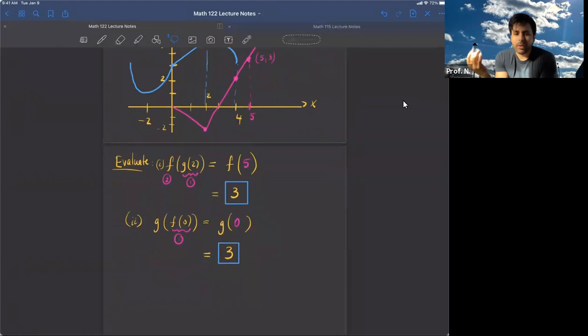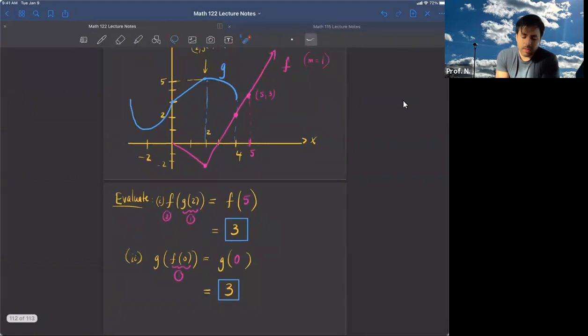Can you go over g of 2? Yeah, g of 2 is the same thing as asking for what is the y value when the x value is 2. When the x value is 2 for the g function, what's my y value? According to the graph, it's 5. Now that output, which is the y value for the g function, becomes the x value for the f function, f of 5. Now 5 is the input for f.